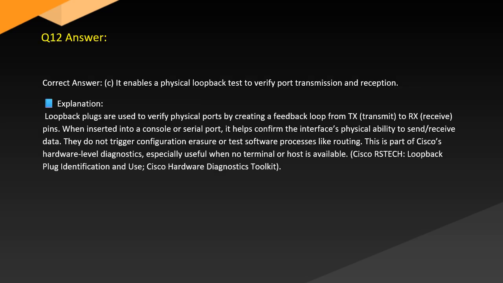Answer. Correct answer: C. It enables a physical loopback test to verify port transmission and reception. Blue Book explanation. Loopback plugs are used to verify physical ports by creating a feedback loop from TX (transmit) to RX (receive) pins. When inserted into a console or serial port, it helps confirm the interface's physical ability to send and receive data. They do not trigger configuration erasure or test software processes like routing. Part of Cisco's hardware-level diagnostics, especially useful when no terminal or host is available. Cisco RSTECH, loopback plug identification and use, a Cisco hardware diagnostics toolkit.